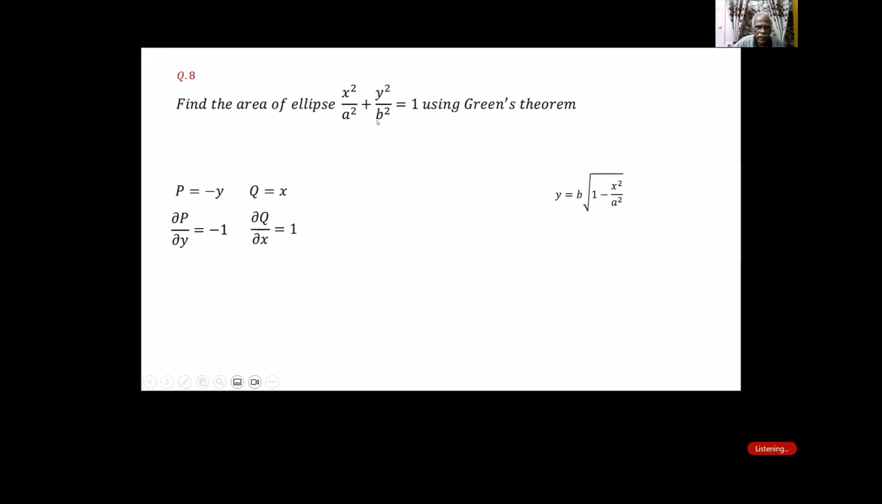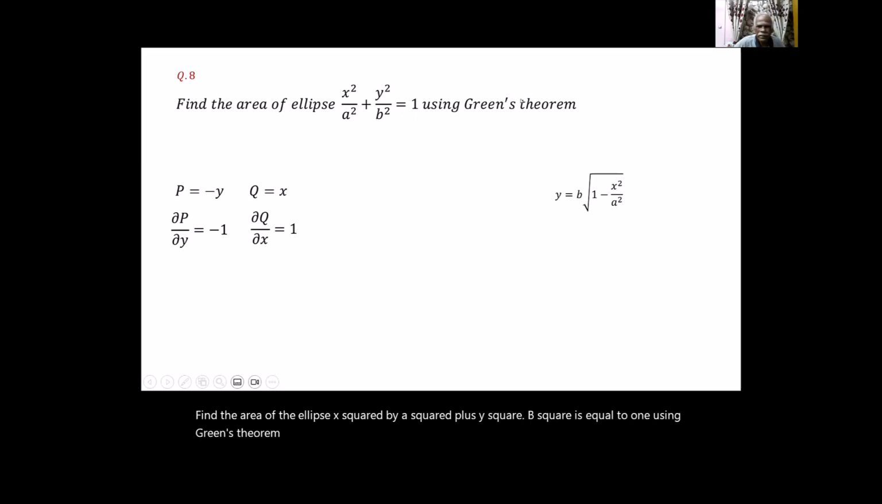Find the area of the ellipse x squared by a squared plus y squared by b squared equals 1 using Green's theorem, right? Okay. Don't worry, because you keep on telling me Green's theorem. They say Green's theorem, I'm not using Green's theorem. Okay, understood?